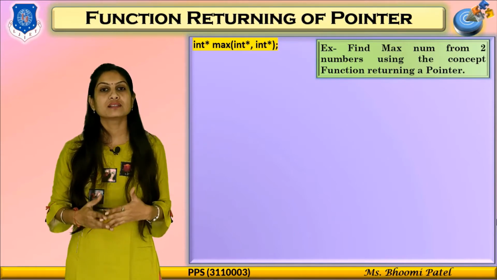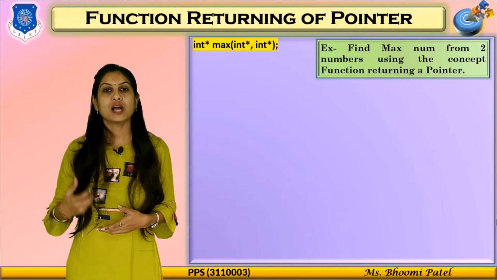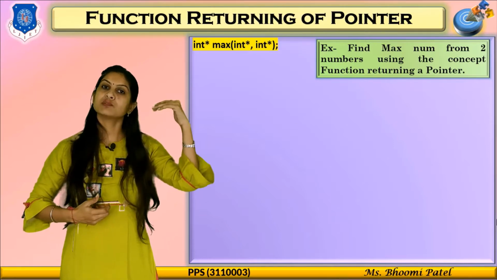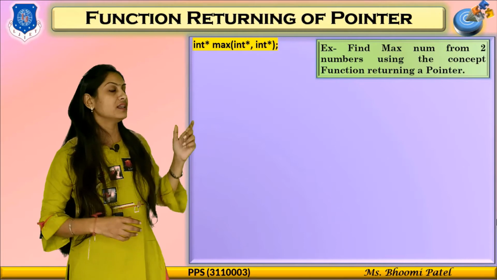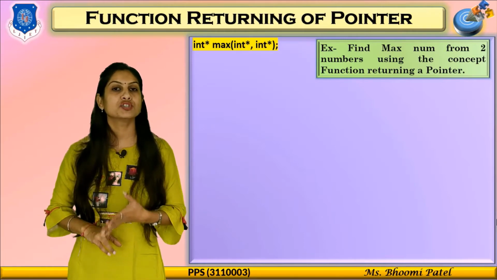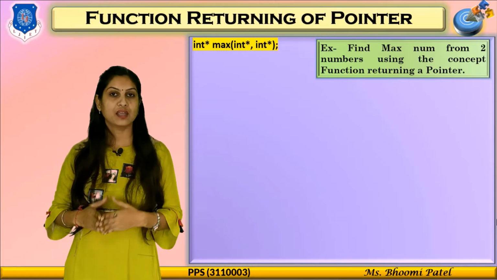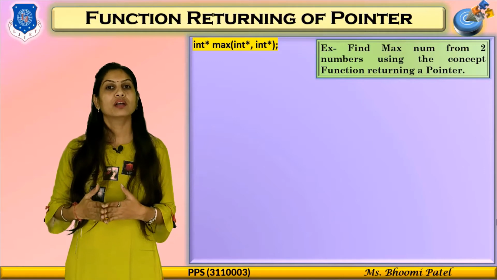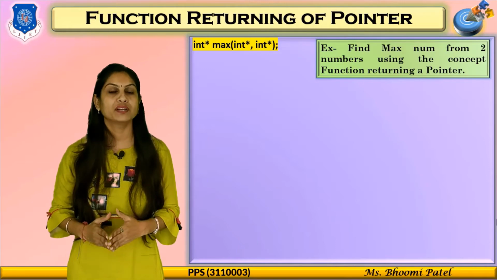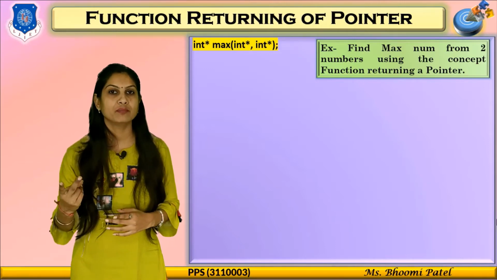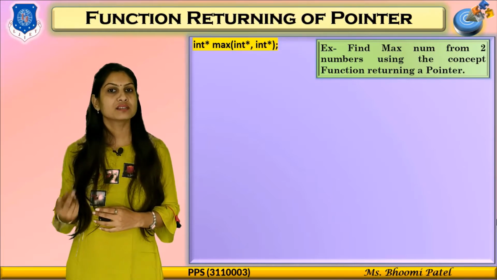But suppose I write just int max, then max is a function that returns an integer value. But now my topic, my theory, is function returns pointer. For that we write int star before max. And inside the declaration we pass 2 different parameters. First is int star and second is again int star. Here you can write variable names also, or you can specify without variable names. So my function declaration is completed, meaning my function has 2 different parameters, and those parameters are also pointer type because int star is there.